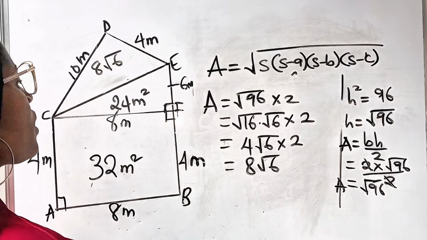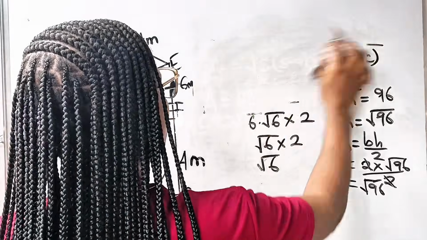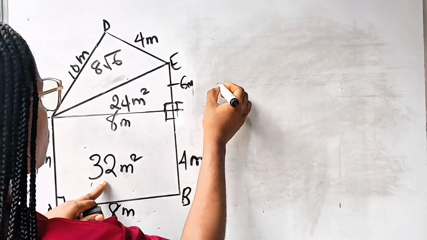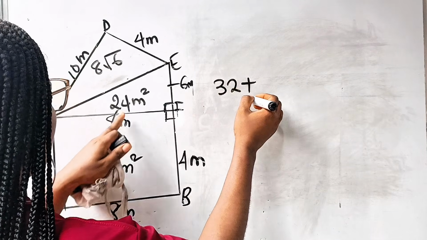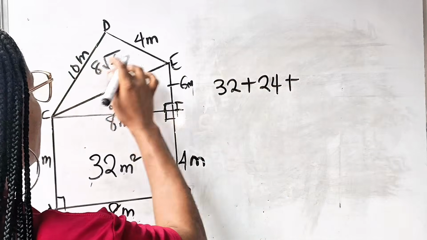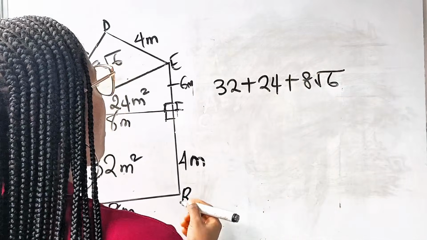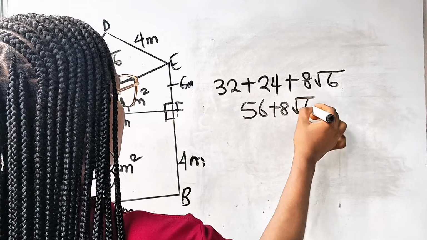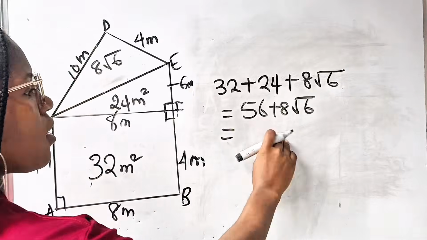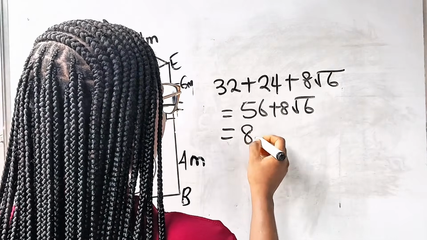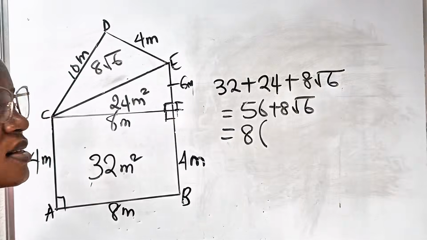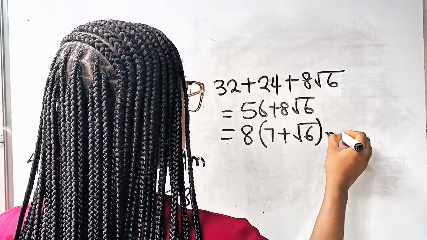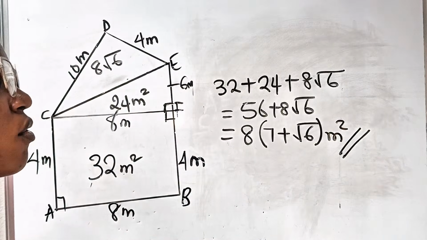Okay? Now, the area of the whole shape will then be equal to 32 plus 24 plus 8 root 6. And that will give us 56 plus 8 root 6. Now, what can go in is 8, right? So 8 bracket, 56 divided by 8 is 7, plus root 6, in square meters. So this is the area of the shape.